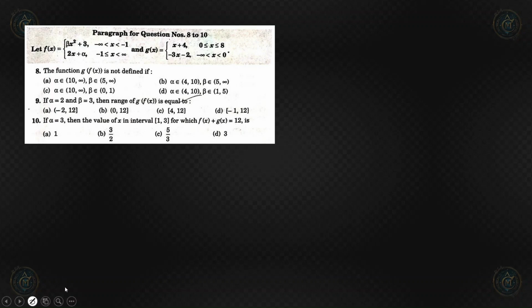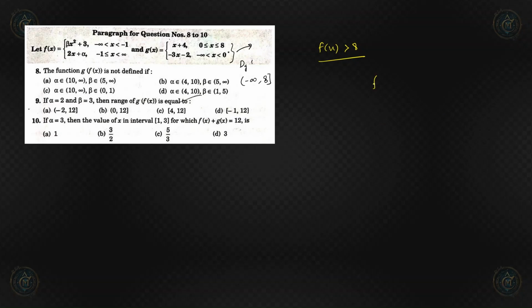So first of all, we need to understand when g of f(x) is not defined. Okay, so we know for g of f(x) to be defined, we have to have this f(x) lying in the domain of g(x). Okay, and the domain of g(x) is what? If we look into this definition, we can say domain of g(x) is simply minus infinity to 8, right? That means if f(x) is greater than 8, g of f(x) will not be defined, right? So let us take this case, f(x) greater than 8.